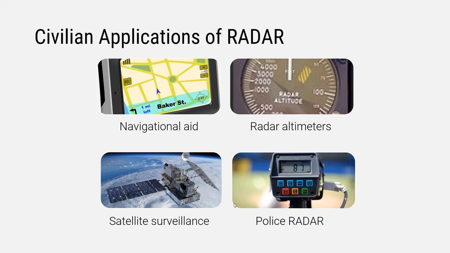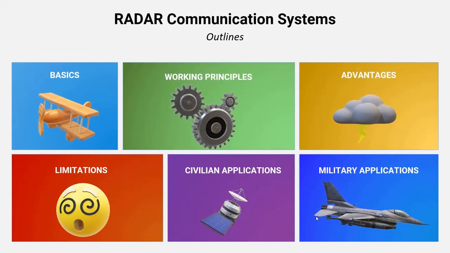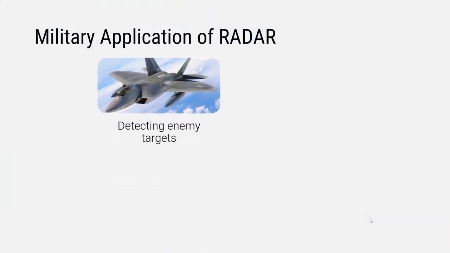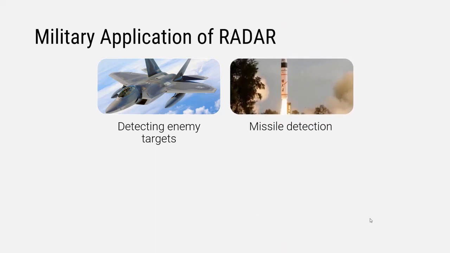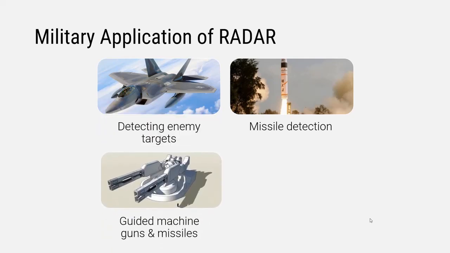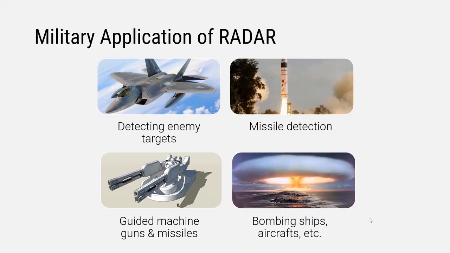And we'll go ahead with the military applications, some of the basic applications of radar in the military domain. Here the main advantage is actually detecting enemy aircrafts in our airspace. So this actually helps us protect our country, and this can also detect any kind of missile within our airspace. The radar systems can also be used in combination for guided machine guns and missile systems, and these radar systems are also used for bombing for various operations from ships or aircrafts or in ground-based attacks, etc.